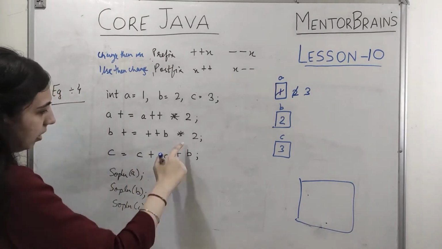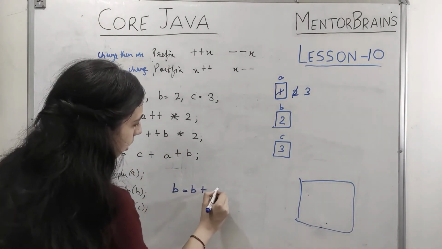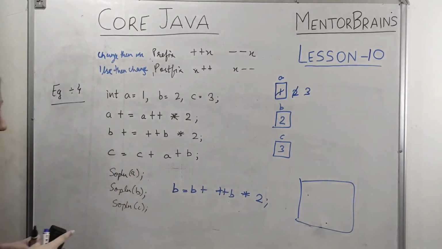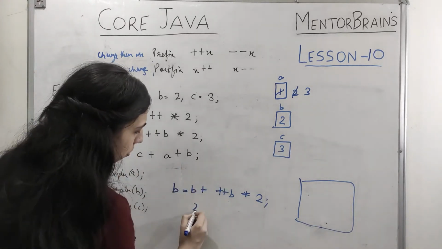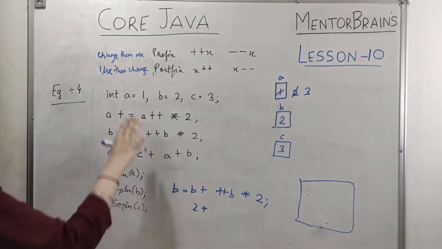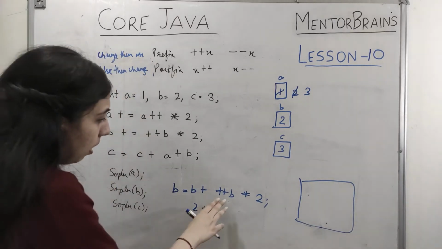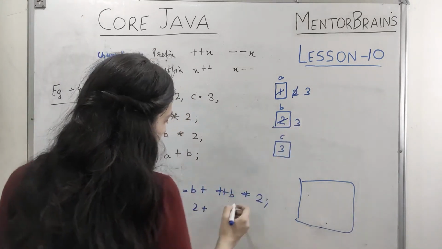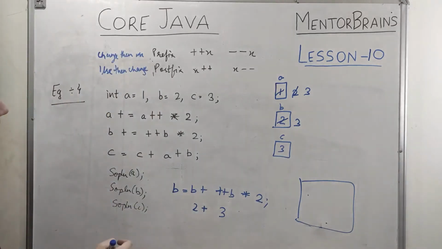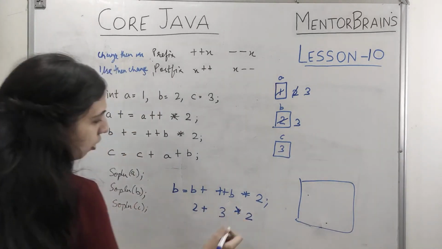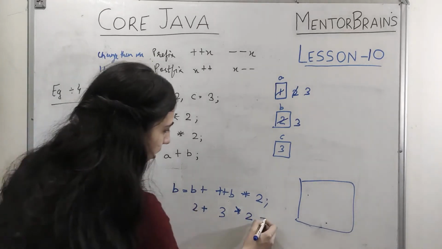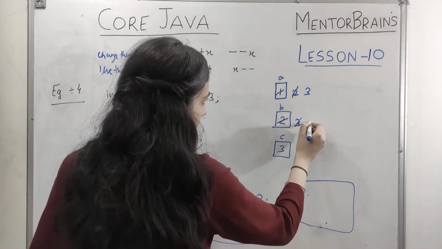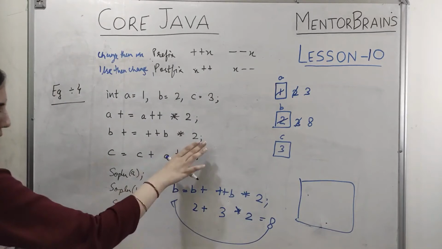Now moving on to this statement. Again this can be written as B equal to B plus plus B into 2. Okay, so now my value of B is 2, so 2 plus B, that means change then use. My value of B will be first changed and then used. So my value will be changed to 3 and then it will be used as 3. Okay, and after that it is into 2. So 3 into 2 is 6 plus 2, that is 8, and that 8 will be going into my B. So my new value of B will be 8. Okay, so this statement is executed step by step.